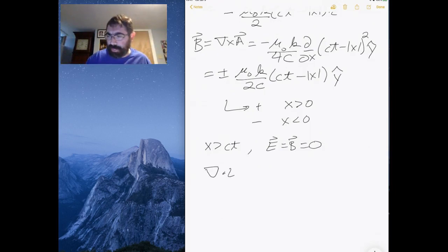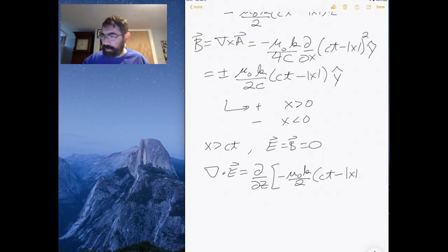So the divergence of E is going to be, essentially, the electric field is only in z, so that divergence is going to be the z derivative of our equation, minus mu 0 k over 2 times ct minus the absolute value of x.